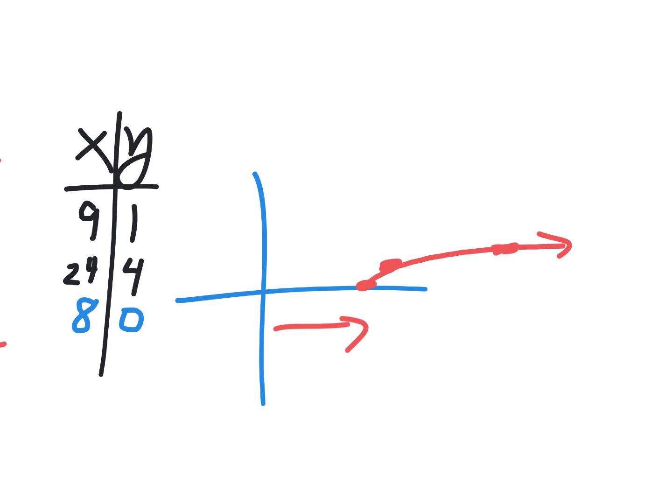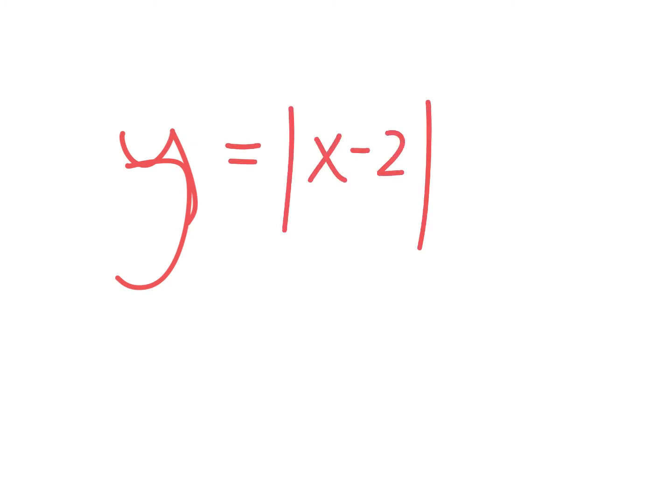Okay, so here's one. Everybody, please write this down. Y equals absolute value of x minus 2. Would you agree that that is a V shape that's been moved? Which way has it been moved? Jack?